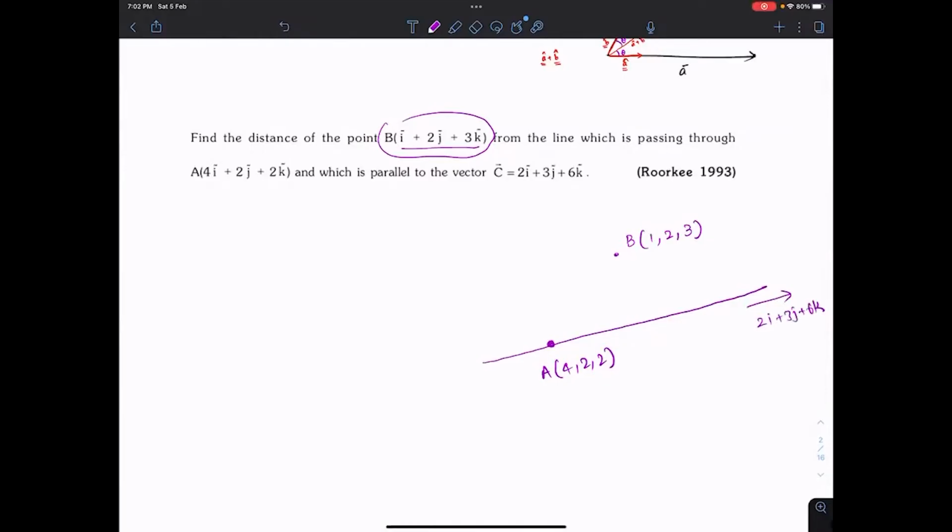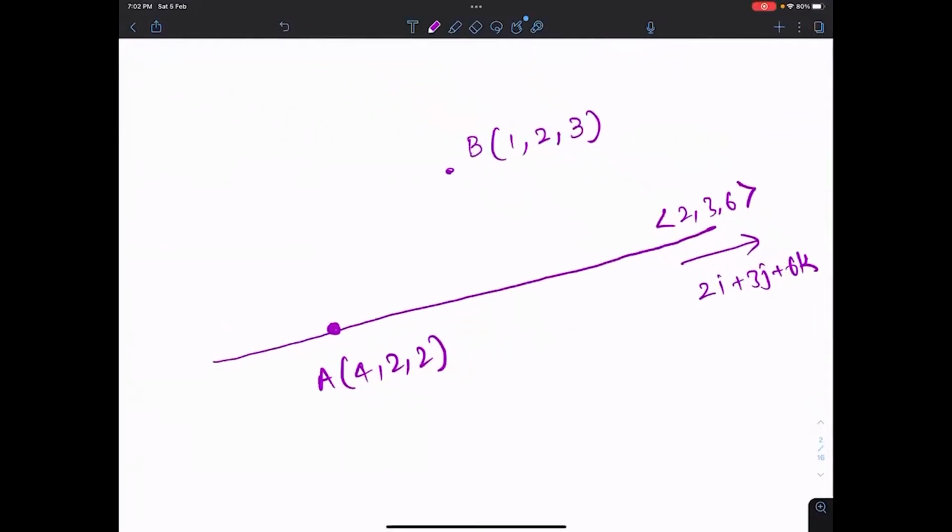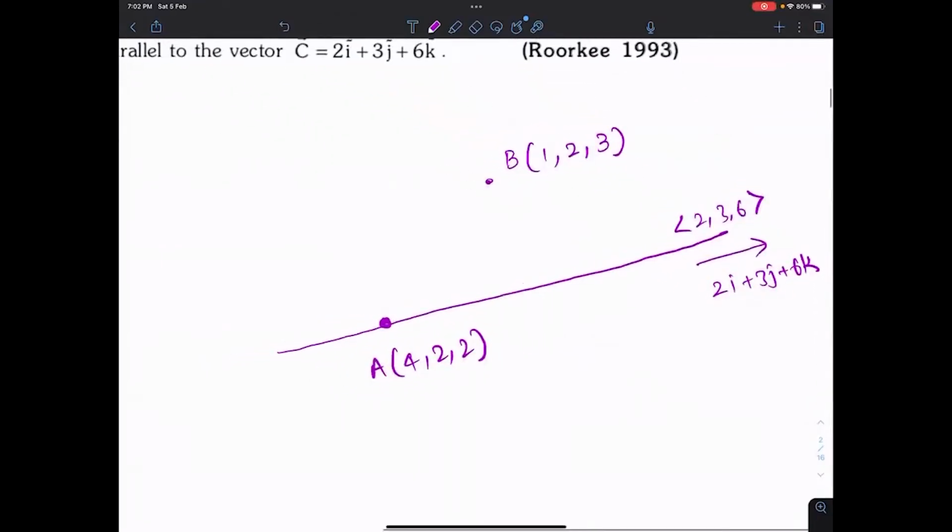If a line is parallel to a vector, we will say the direction ratios of that line are 2, 3, 6, the components of that vector only. Okay. Fine. What they are asking in this question is the perpendicular distance. This distance BM they are asking. Now, do you know the length AB? Distance formula only. What is the length AB? Root over 3 square plus 0 square plus 1 square. Root 10 only. So this length is root 10.